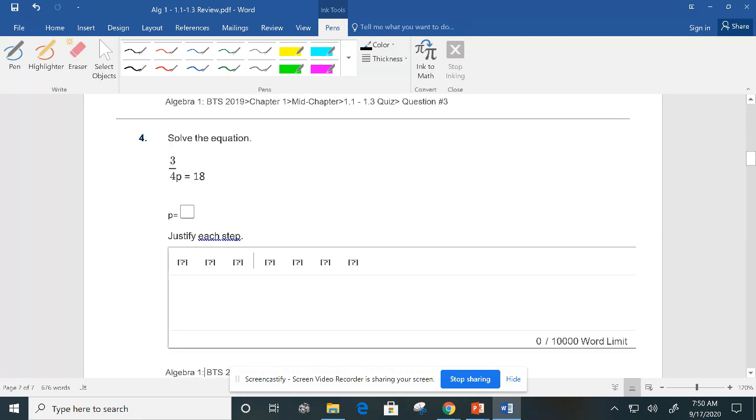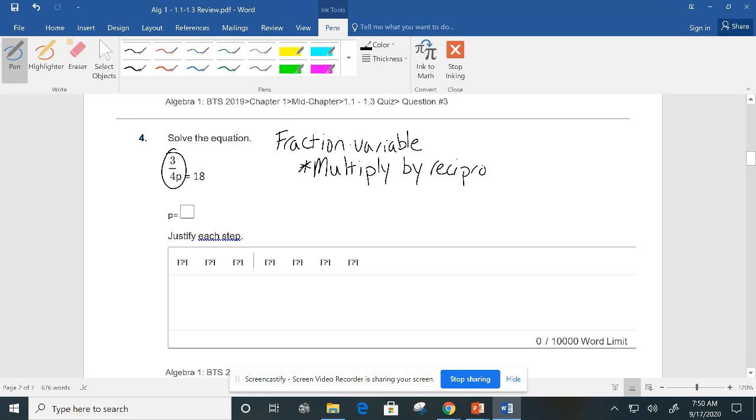Number 4 is one that gives people some trouble because we have 3/4 p equals 18. So obviously the operation that's being done here is multiplication. But when you have a fraction times a variable, in order to get rid of that fraction, you have to multiply by the reciprocal. So what does that mean? For those of you who don't remember, when we're talking about a reciprocal, that means we're flipping the fraction. So the reciprocal of 3/4 is 4/3.